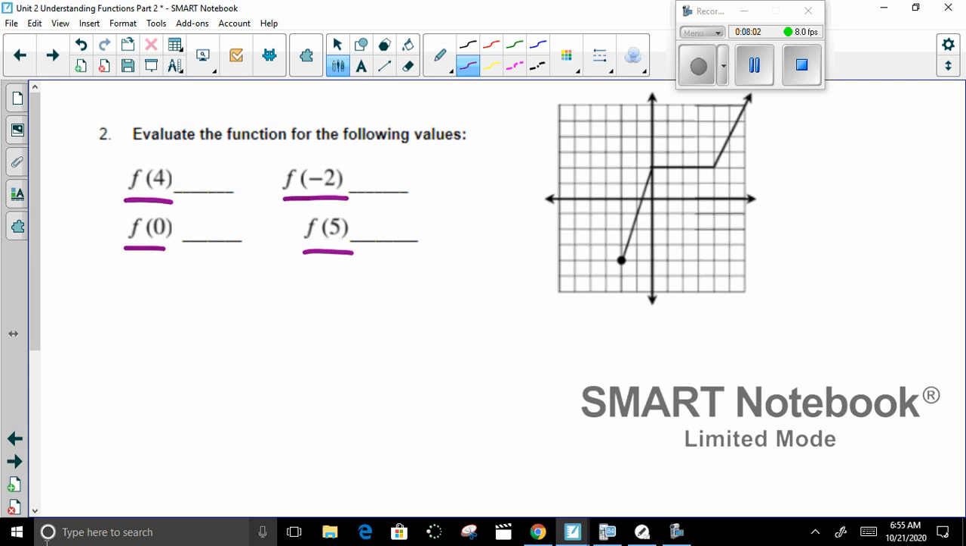So f of 4, where is x equal 4? 1, 2, 3, 4, right here. Do I need to go up or down? Looks like I need to go up 2. So y is 2.